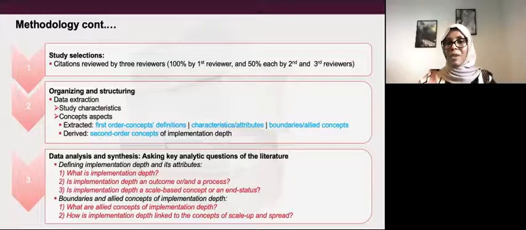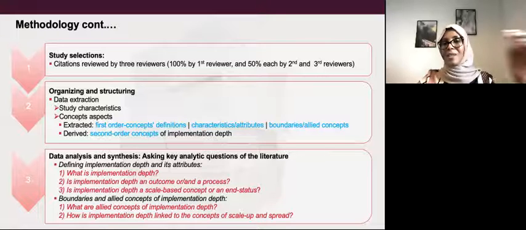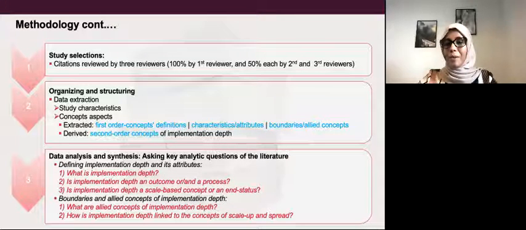The third step, which is the most interesting part of using a pragmatic utility concept analysis, is data analysis and synthesizing by asking key analytic questions of the literature. And the analytic questions we asked were about defining implementation depth and its attributes. And so we asked these questions.